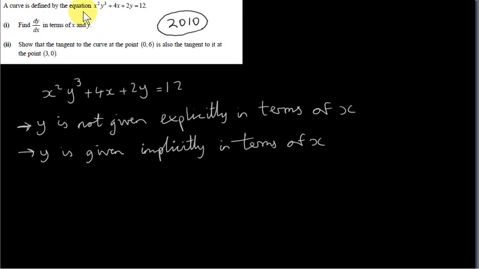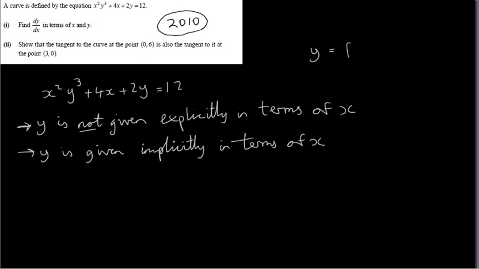A curve is defined by the equation x squared y cubed plus 4x plus 2y equals 12. Now, notice that for this curve, y is not given explicitly in terms of x. In other words, we don't have y on one side and some function of x here. That's what's meant by giving y explicitly in terms of x.